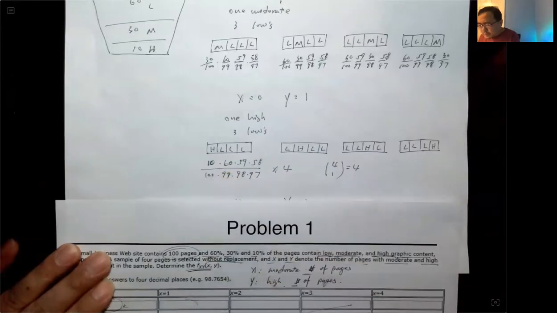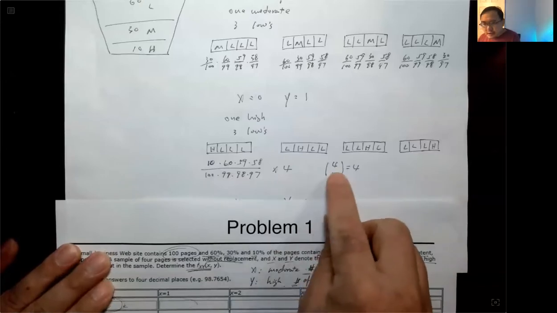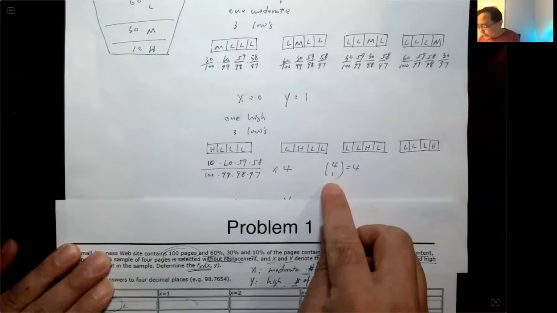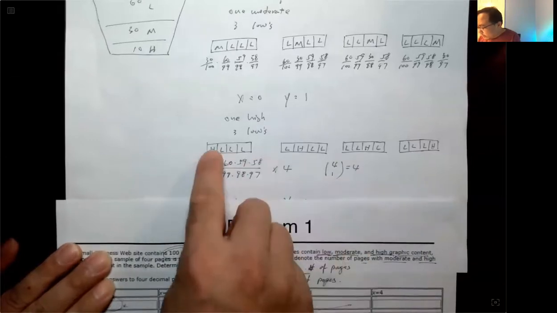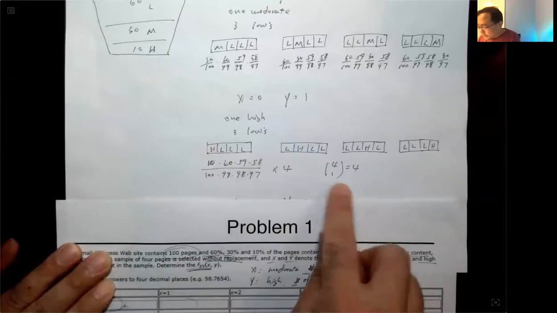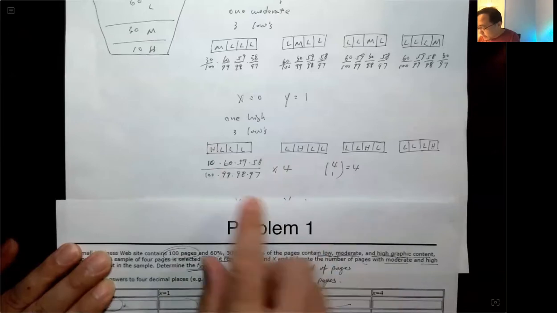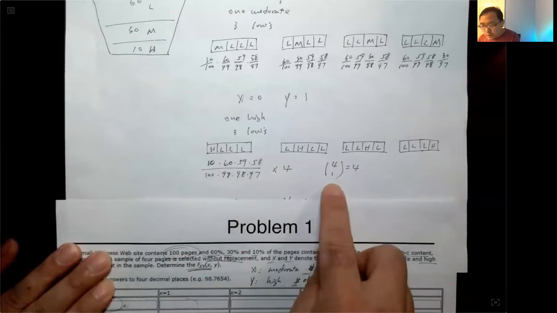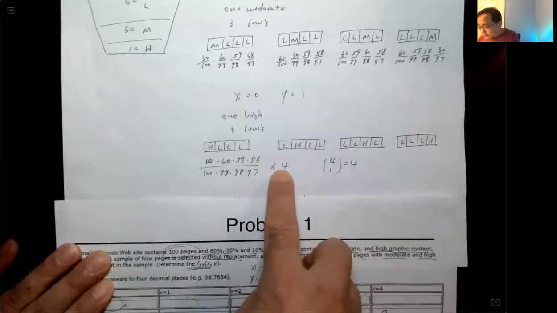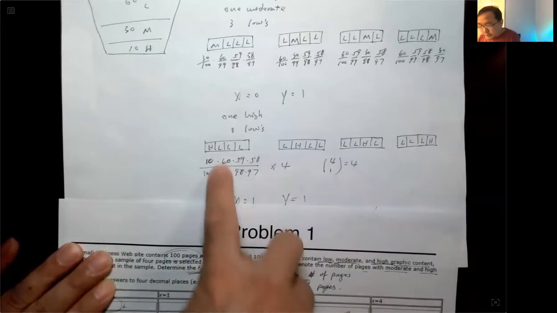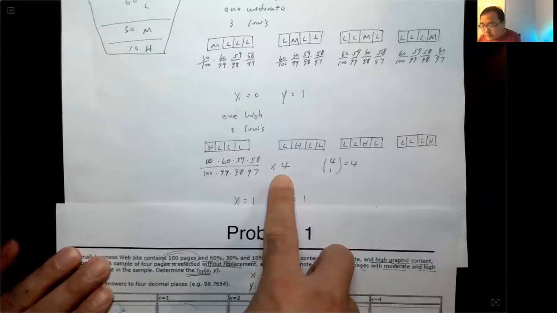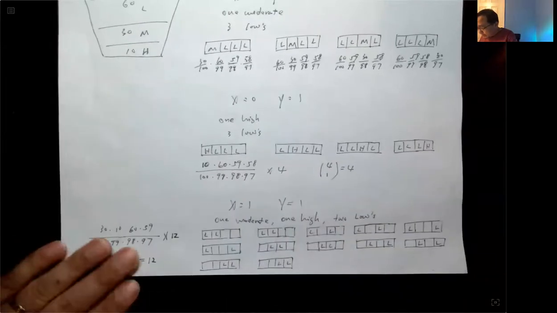Now, you think about y is four. It's basically the combination four choose one. We have four boards and only one board is high graphic content, right? Only one board is high board. So it's four choose one. That's why this probability value needs to be times four.